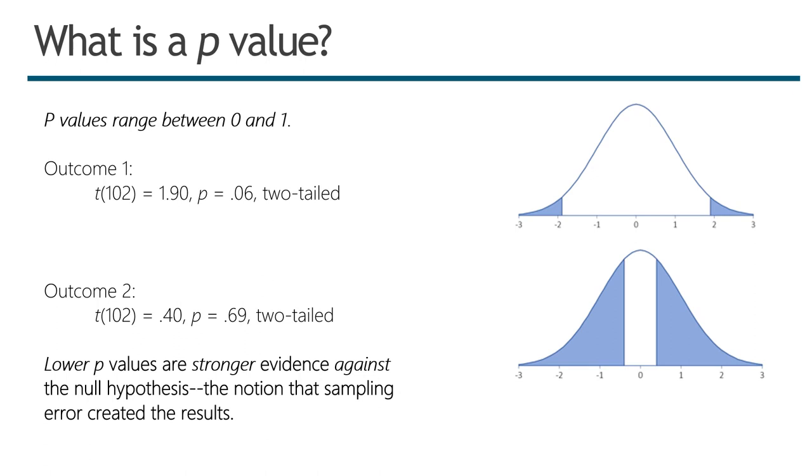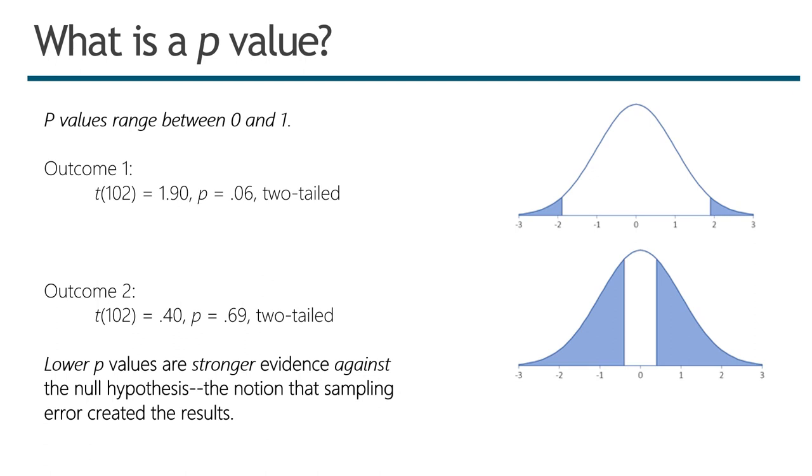There's two outcomes on your screen. The first outcome, again based on a sample size of 103 people, had a t of 1.9 and a p of 0.06. And you can see that it has a relatively small p-value. Outcome 2, based on the same sample size, had a t of 0.4 and it has a relatively large p-value, 0.69. That's reflected in the shaded areas of the two respective curves.